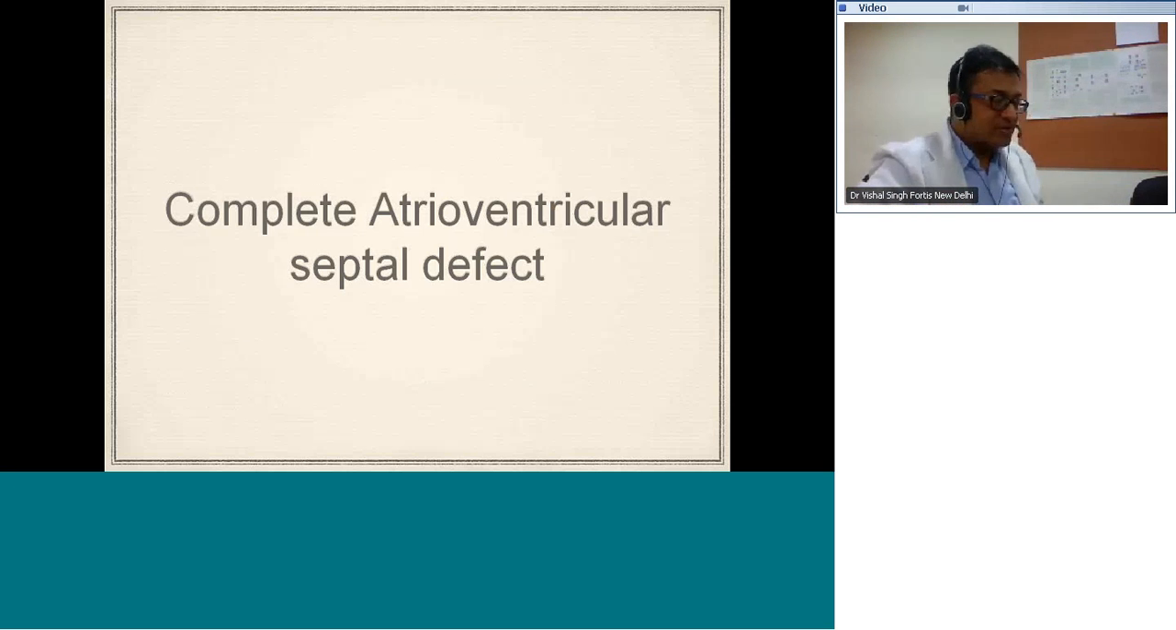Now coming to the spectrum of complete atrioventricular septal defect. Now we all know that complete AV septal defect can be balanced or unbalanced, but here we're talking only of balanced, which has undergone a complete repair. Unbalanced becomes a totally different cup of tea because that is about entire single ventricle management, which probably is a separate class we have to take for that. Single ventricle management goes in a totally different territory.